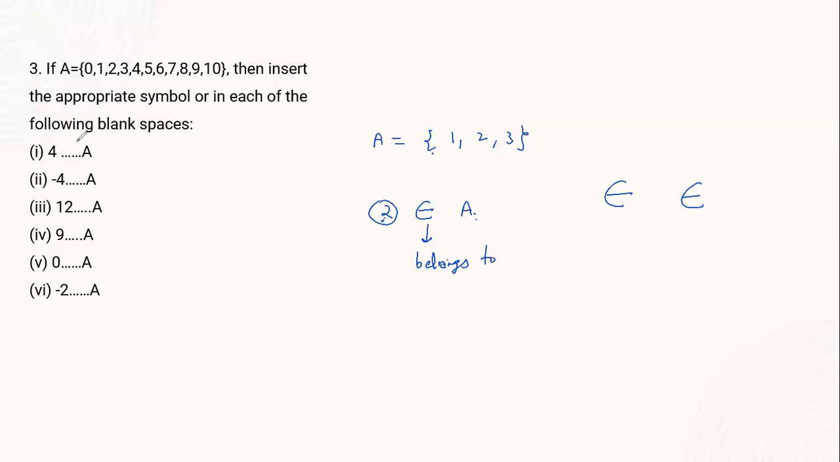So 4 belongs to A. But -4 does not belong to A, so you will make the belongs to sign and then cut it. Does 12 belong to A? No, cut it. Does 9 belong to A? Yes. Does 0 belong to A? Yes. Does -2 belong to A? No. Done?